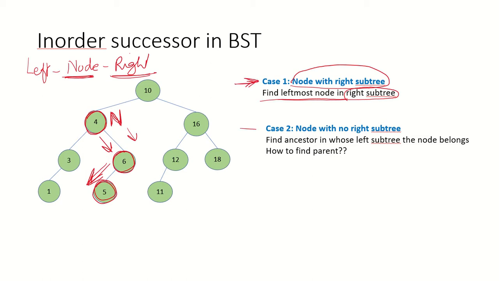There is another case when the node has no right subtree. What will be the logic in finding the successor for a node with no right subtree? So let's take an example of this node. Let's call it n. This has no right subtree. What is the traversal? Left, node, and right. That means if we are over here, the left subtree has already been visited, and this node has also been visited. So what will be the successor?